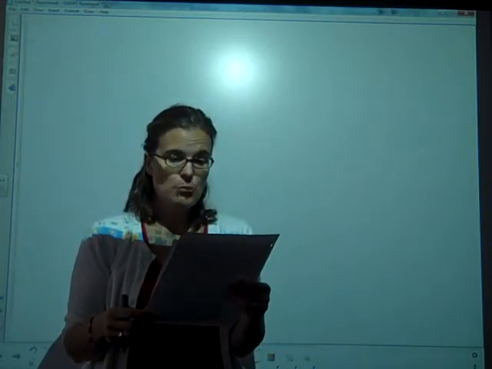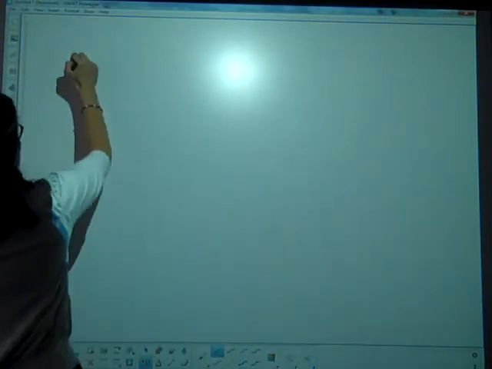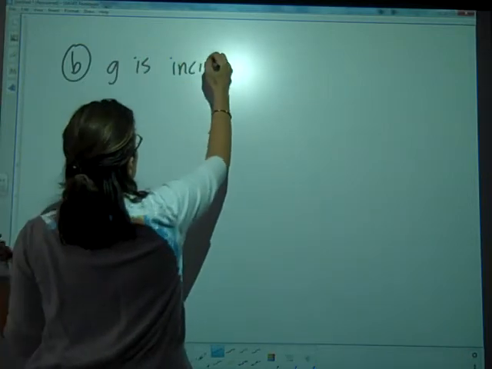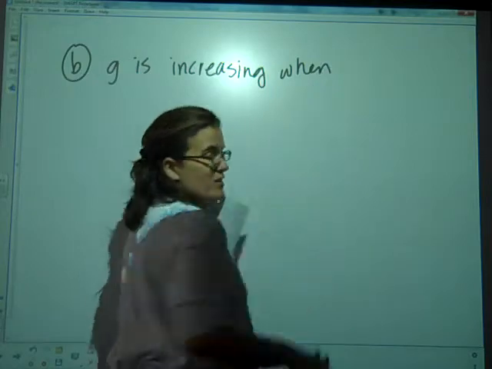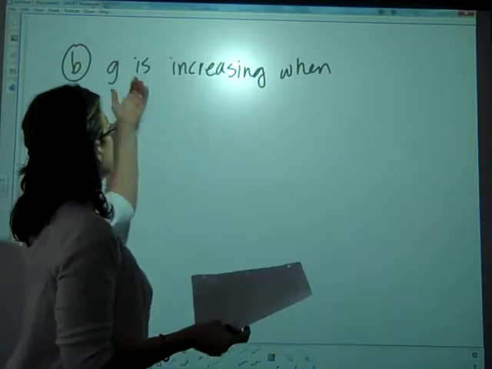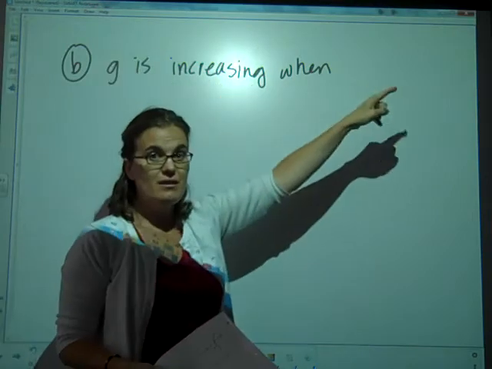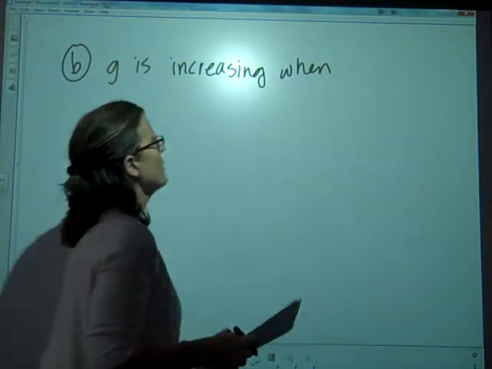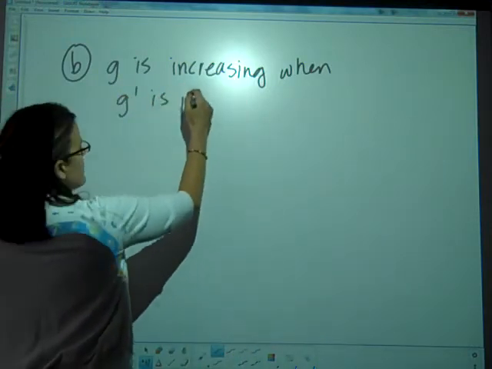All right, letter B. For what values of x in the open interval from -2 to 2 is g increasing? Okay, so let's just talk about general ideas. G is increasing when, and now truly this could be a quickie, y'all, whatever is sitting here is increasing when the derivative of whatever is sitting there is positive, right? So G is increasing when G prime is positive.